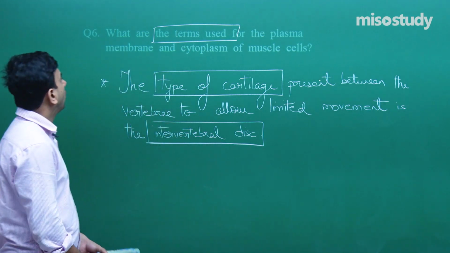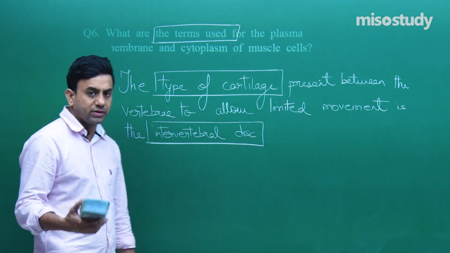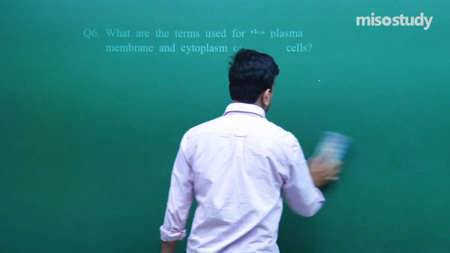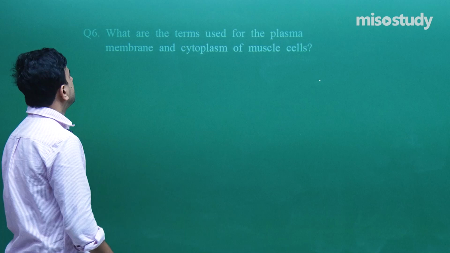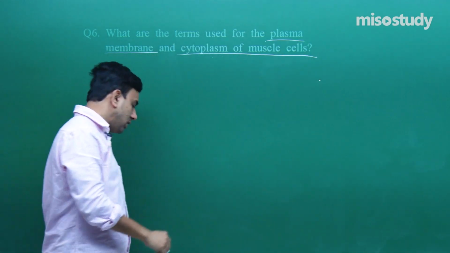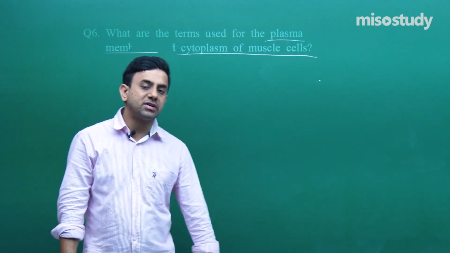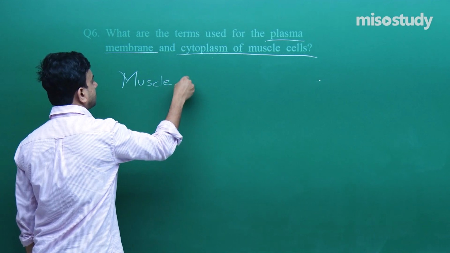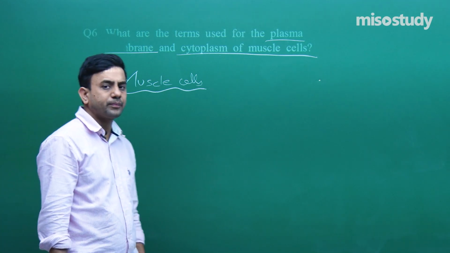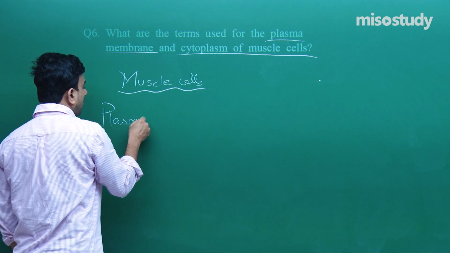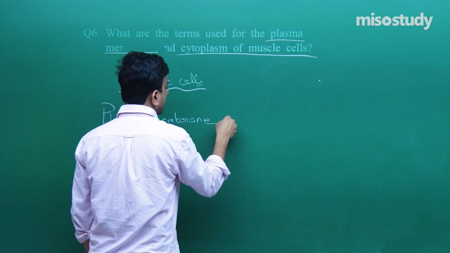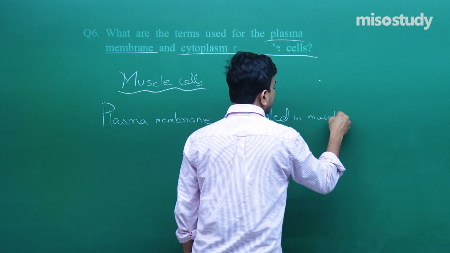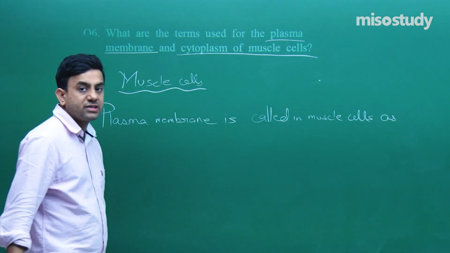We move on to the next question. What are the terms used for the plasma membrane and the cytoplasm of the muscle cells? Now, we all know that the plasma membrane has a special name in the muscle cell, and even the nuclei, everything. For example, when we talk of muscle cells, we say that the plasma membrane is called in muscle cells as sarcolemma.